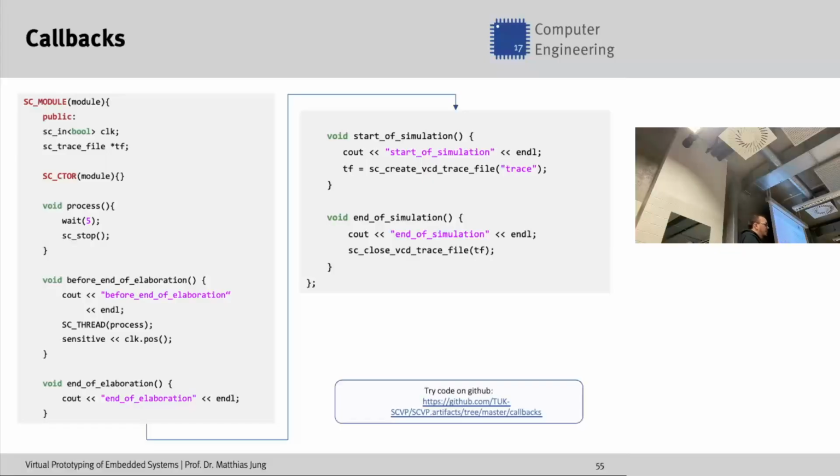Yes? What happens if we use the start of simulation and forget the end of simulation to close a file? Then, I don't know, probably this file is never closed. So this is actually the example, right? Here you create a VCD trace file, and here you close it. So if you don't close it, then probably it's still there in the memory and it's not cleaned up. So you created a memory leak.